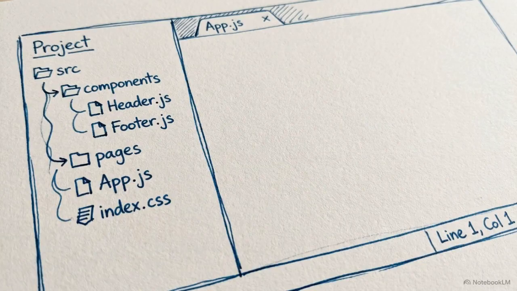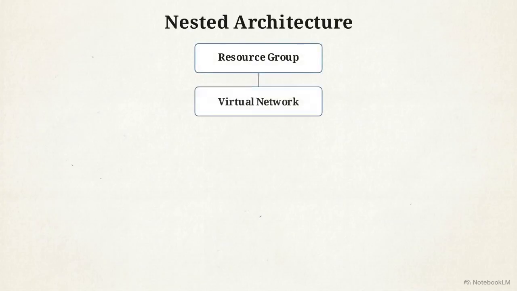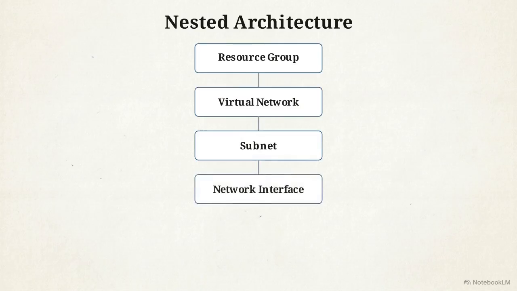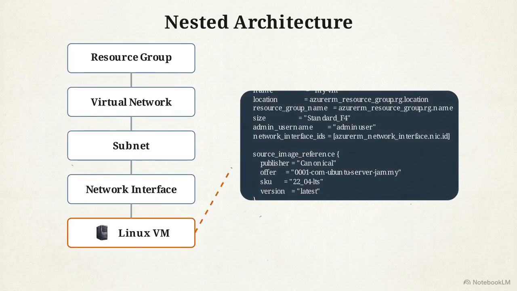We start by organizing our workspace. As you can see in this editor view, our directory separates concerns into 3 specific configuration files: providers.tf, main.tf, and ssh.tf. This maps our nested architecture. A top-level resource group branches down through a virtual network, subnet, network interface, and finally the Linux VM. Inside our core configuration, we declare the virtual machine block matching that bottom node, defining its size and operating system.